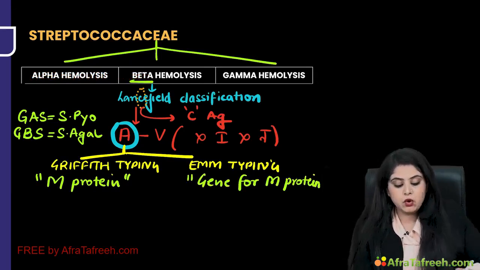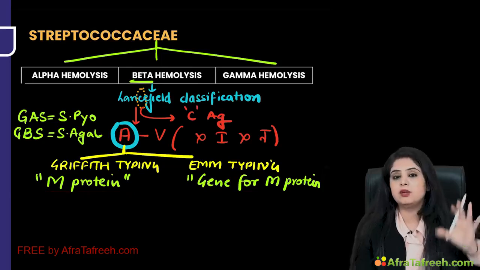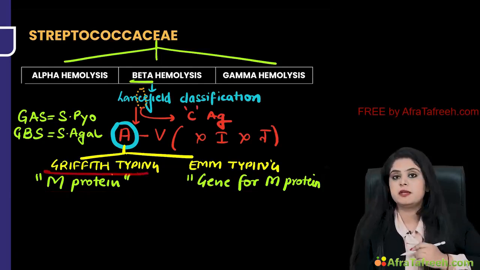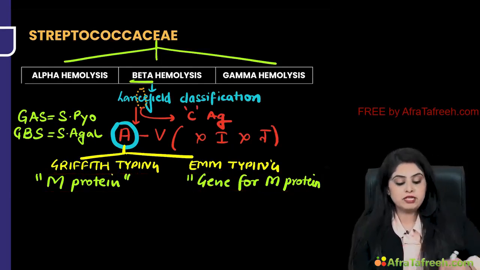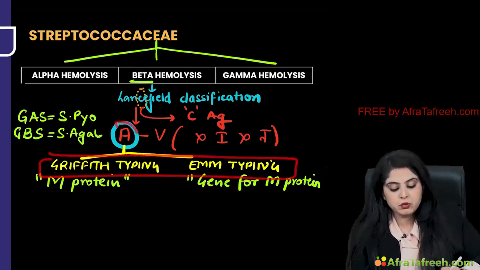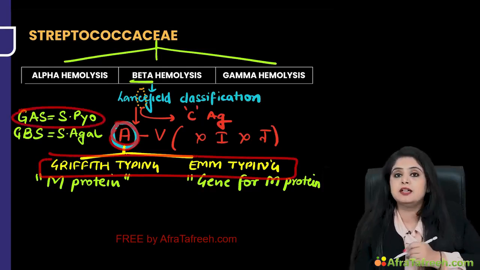One of them is based on the protein. On the basis of the protein, you have Griffith typing. But EMM is on the basis of the gene that is coding for the protein. But both of these typings are applicable to which one? Group A. Group A means what?